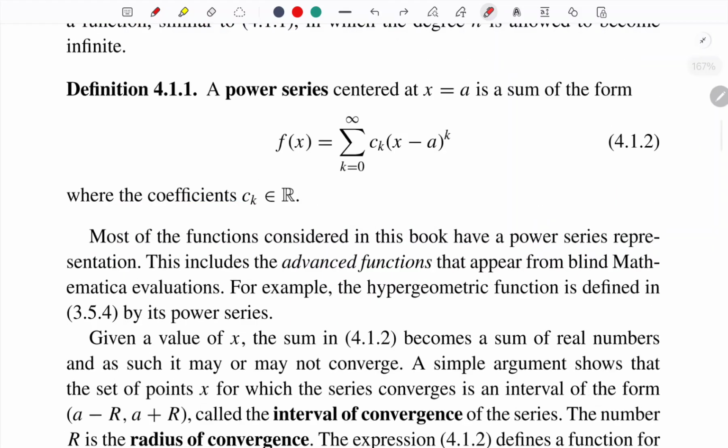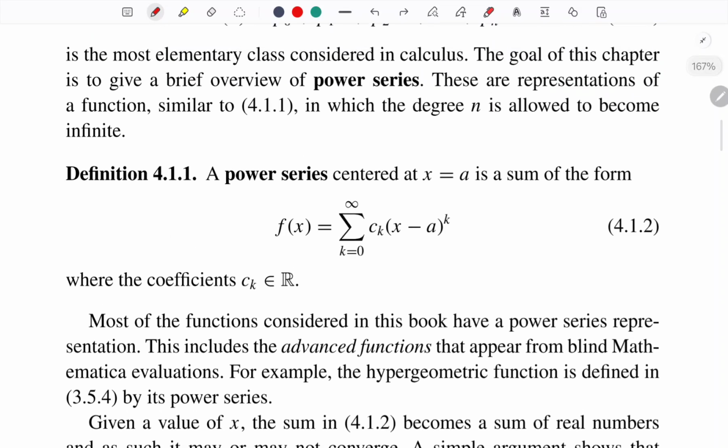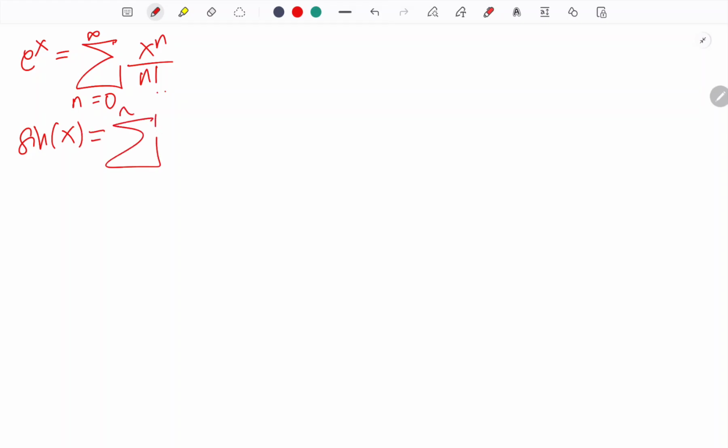Yeah, obviously, I have studied some power series, and let me tell you some of them. Like we have the basic e to the x as the infinite series of x to the n over n factorial. For sine of x, the sum from n equals 0 to infinity of negative 1 to the n, x to the 2n plus 1, over 2n plus 1 factorial.